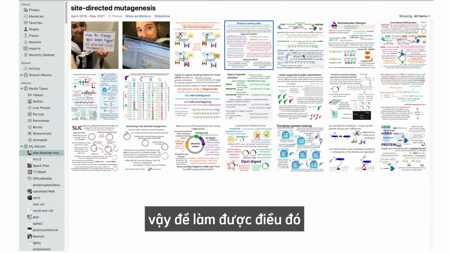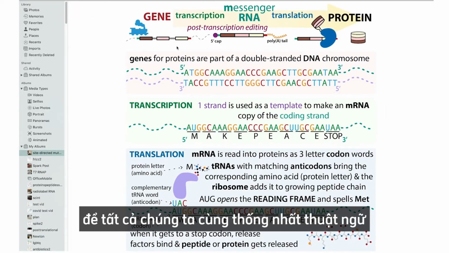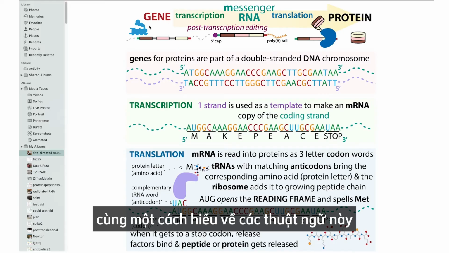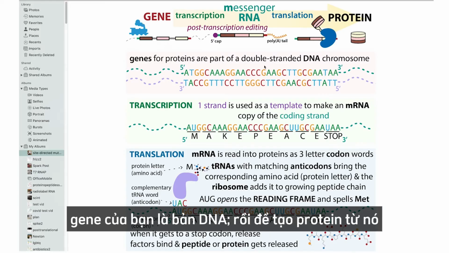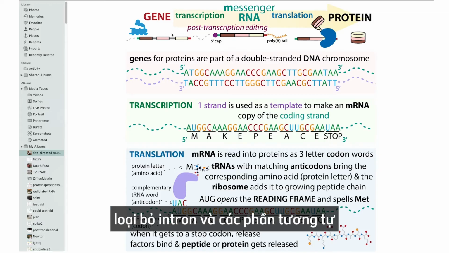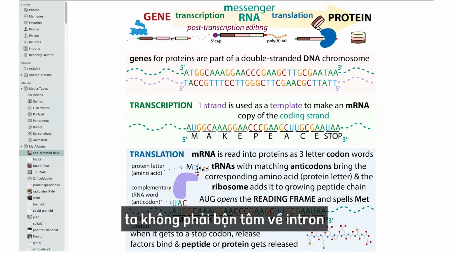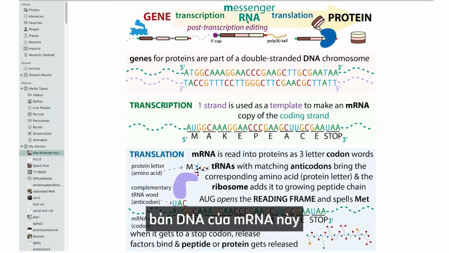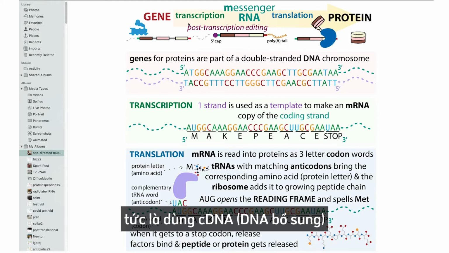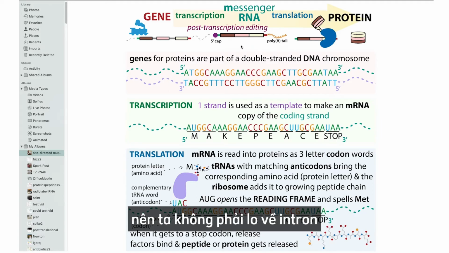Let's start by going back to the beginning, so we're all on the same page with these terms. Your gene is the DNA version. Then to make a protein from it, a messenger RNA version gets made. This is an RNA version of the gene that has the introns removed. When we're doing recombinant protein expression, we don't really worry about these introns, because what we're putting in is actually a DNA version of this messenger RNA. We use a cDNA, which is complementary, a DNA version of the processed mRNA, so we don't have to worry about the introns.